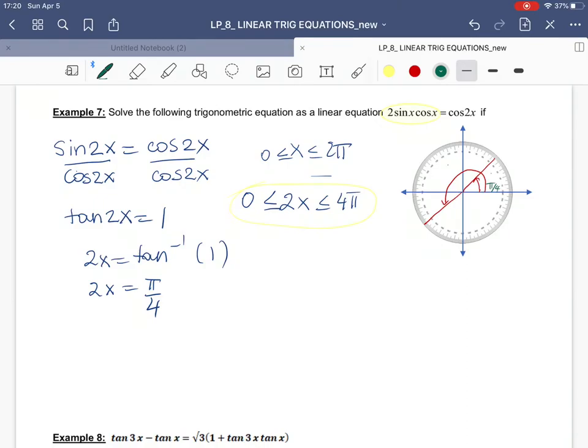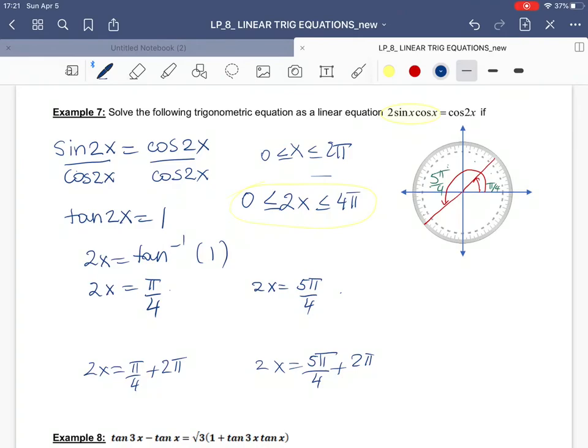And we get 5 pi over 4. So we'll write the answers here. 2x equals pi over 4. 2x equals 5 pi over 4. And to find the additional angles for 2x, we just add 2 pi to each solution we just found. So 2x equals pi over 4 plus 2 pi, or 5 pi over 4 plus 2 pi.